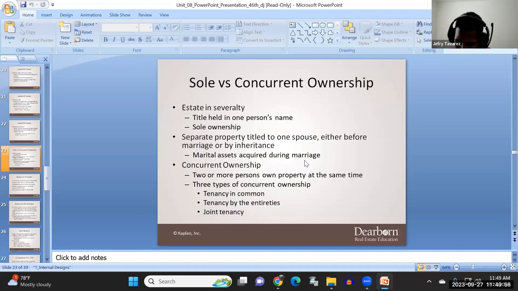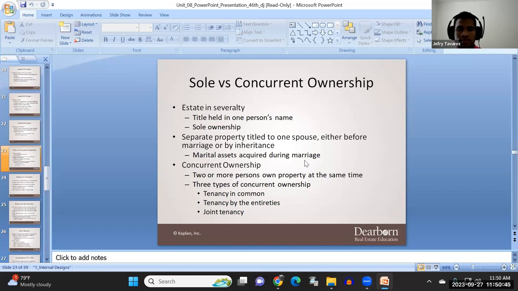Now, separate property is title to one spouse, either before marriage or by inheritance. Now, marital assets would be acquired during a marriage. So if you're a single guy and you're married, but you buy a house in your name, it will still be marital assets. If somebody was not married and they had a house in their name or inherited a house before the marriage, it's not marital assets. It's their property. Question. Go ahead. So every state's different with that, just so you know.